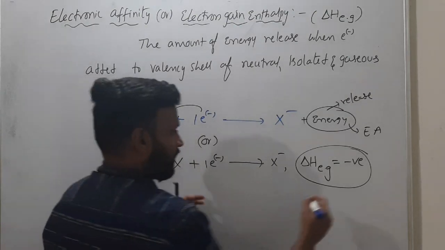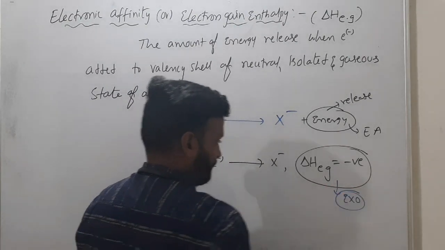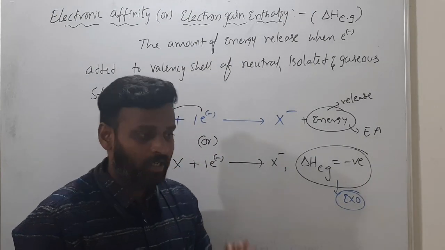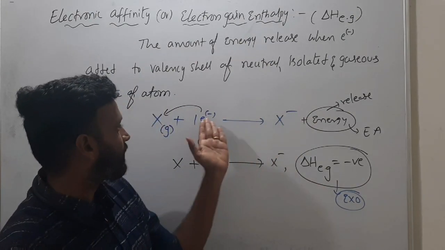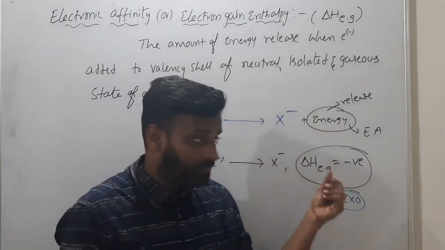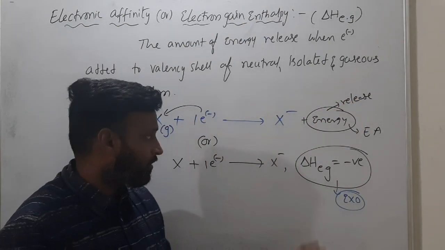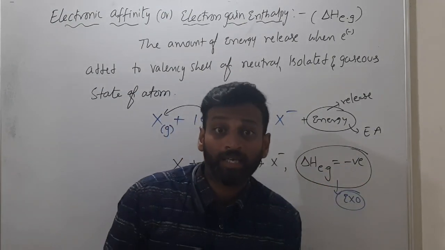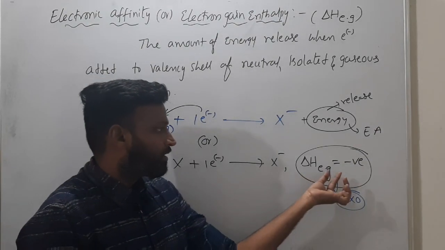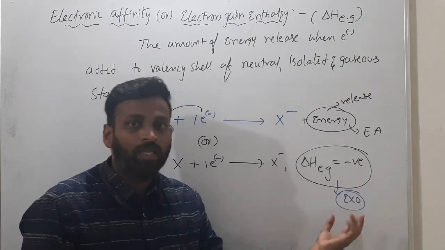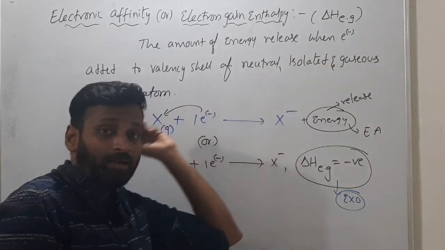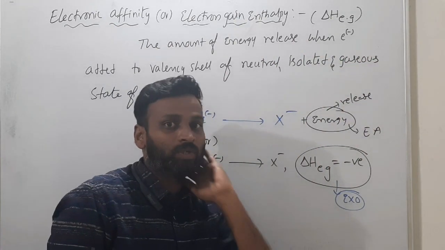Negative means what is the meaning? It's exothermic. Why exo? Exothermic process means heat release. What happened here? When electron added, energy released. The amount of energy released is called electron gain enthalpy. Got it clearly? So here, amount of energy released means what the process is called? Exothermic process. So ionization potential, endothermic process. Electron gain enthalpy, exothermic process.